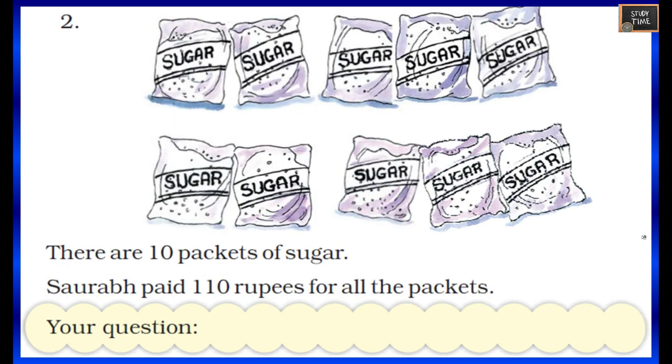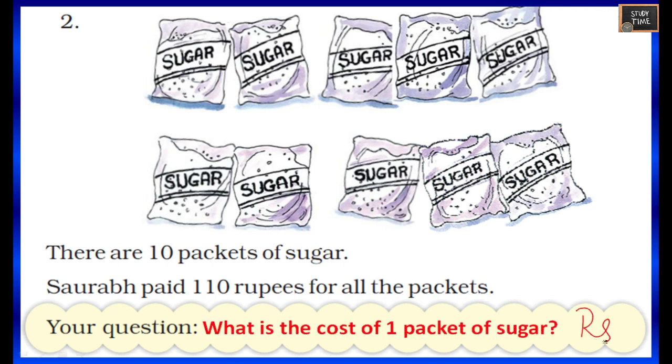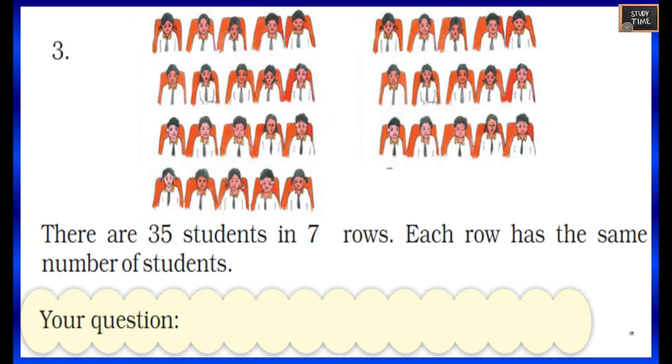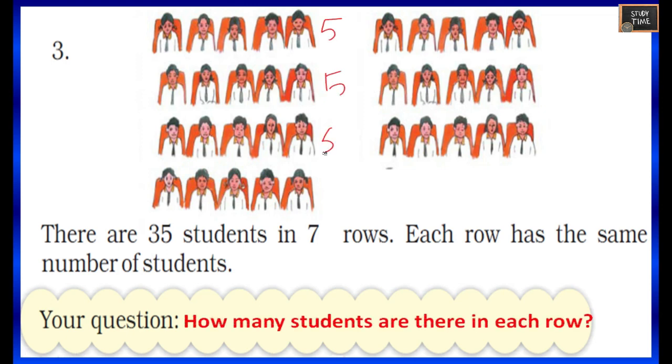Next, there are 10 packets of sugar. Saurabh paid 110 rupees for all the packets. The question you can make is, what is the cost of one packet? So one packet is rupees 11. So 10 packets will be 11 into 10, which is 110. Next, there are 35 students in 7 rows. Each row has the same number of students. So how many students are there in each row?